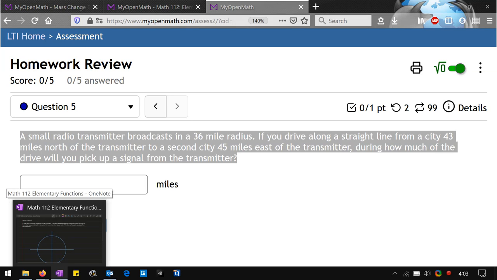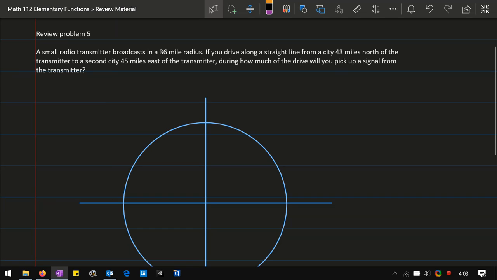Look at homework review problem number 5, and this one is pretty tricky. We are driving past a radio transmitter that broadcasts in a 36-mile radius. So right there it tells me we have a circle. Now I did draw a circle. I drew it centered at the origin.